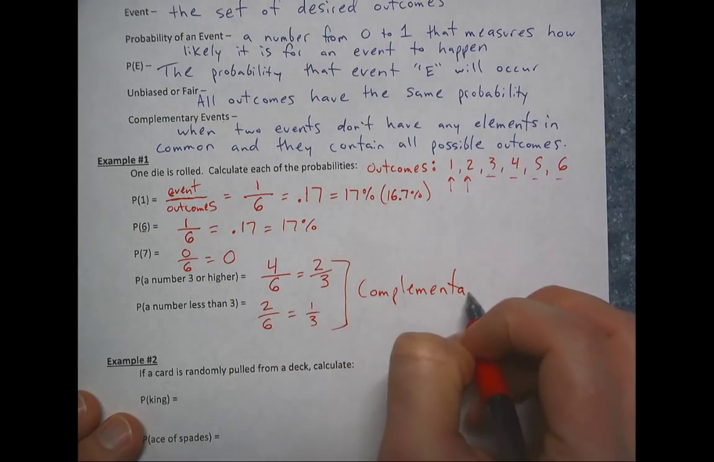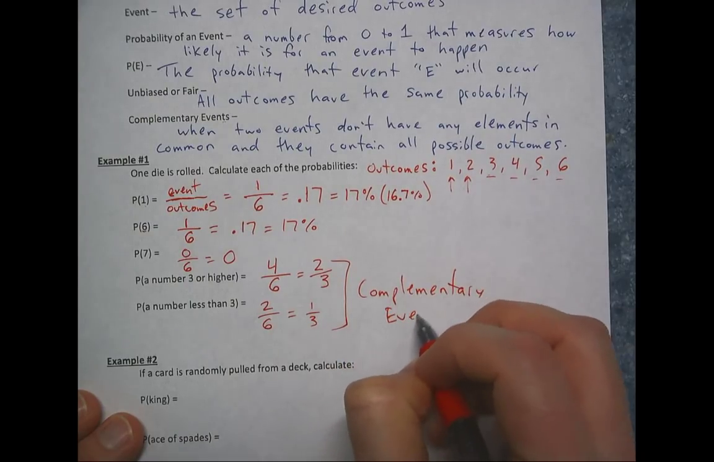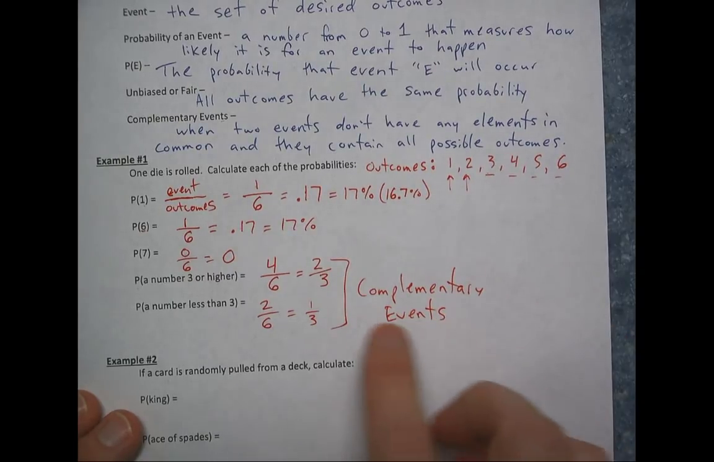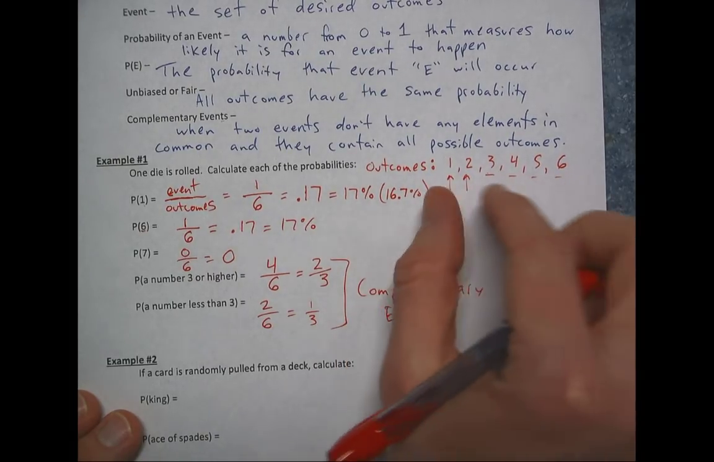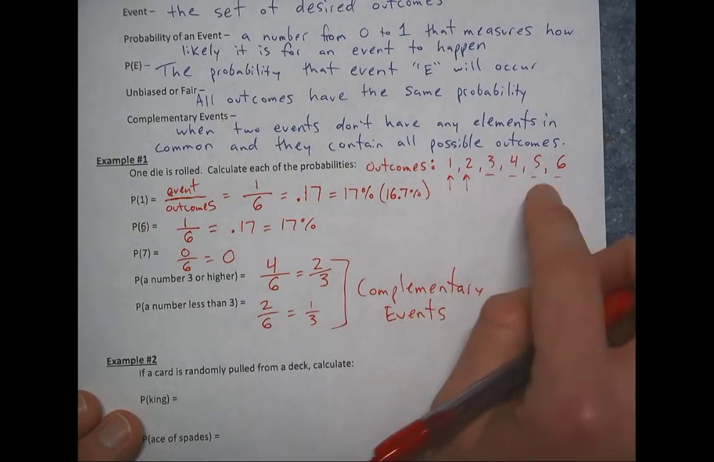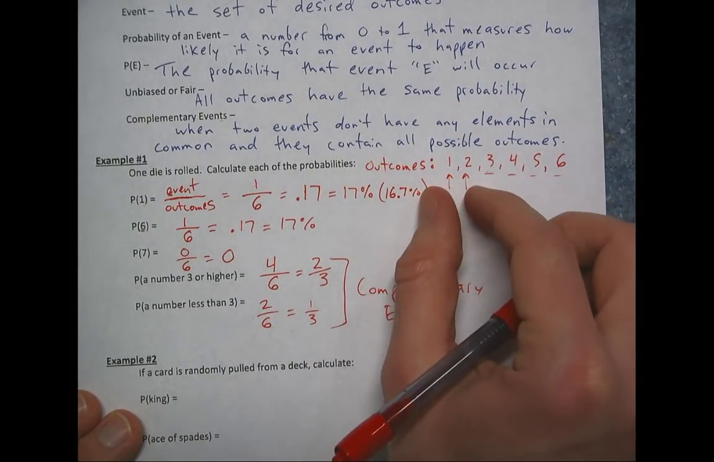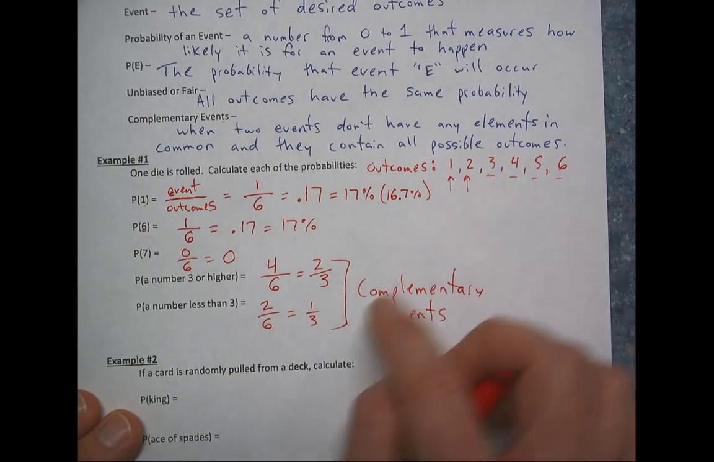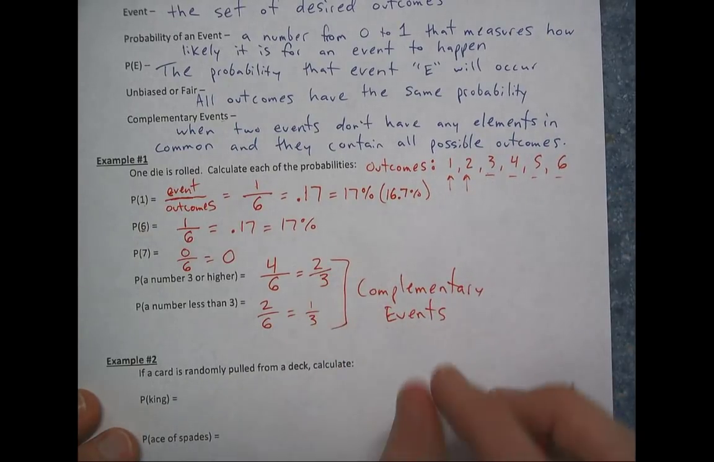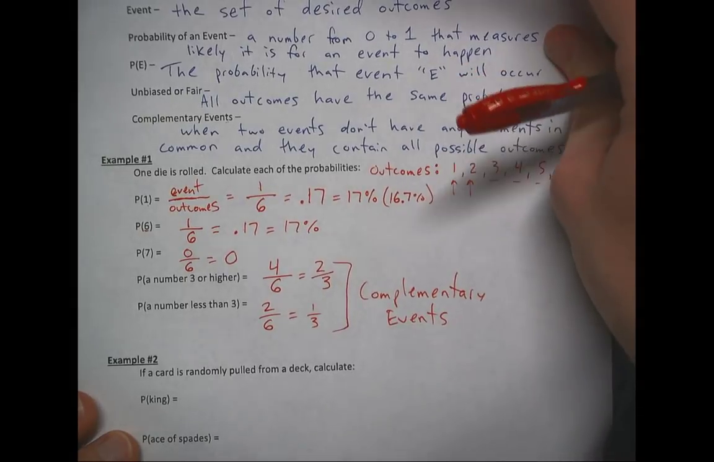complementary events. Okay, so together they make up all of the possible outcomes and they don't share anything. Okay, so if this is 1/3 of the probabilities, then this is 2/3 of the probabilities, and together that's one whole. That's what makes it a complementary event.